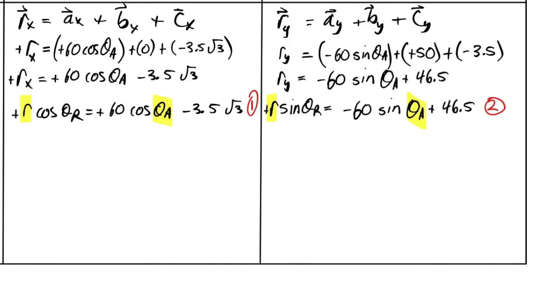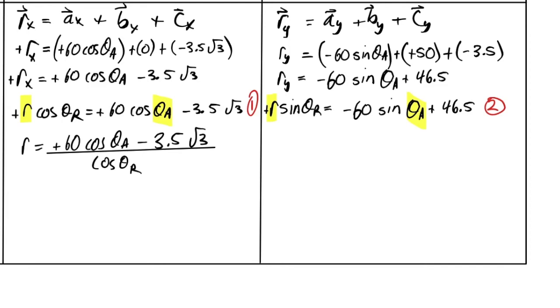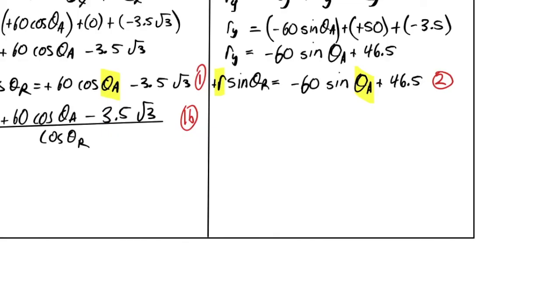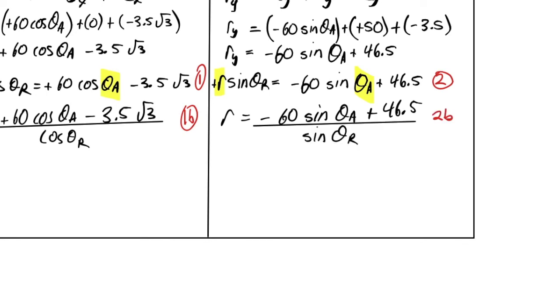The first thing that I'm going to do is isolate for R in both of these equations. So that's going to give me R is equal to (60 cos theta A minus 3.5 root 3) over cos theta R. And we'll call that 1b. And we'll do the same over here. R is equal to (negative 60 sine theta A plus 46.5) over sine theta R. And we'll call this 2b. Yeah, okay, that was lame.